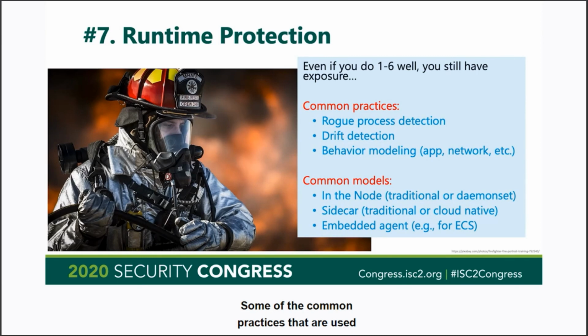Some of the common practices used from a runtime protection perspective include things like rogue process detection. That can sometimes be done via a daemon set loaded into the worker node itself rather than into the container or within the pod. Rogue process detection would basically baseline your running image, and then if it sees new processes spin up that don't match what it's previously baselined against, it will alert or even potentially automatically kill that. Again, drift detection is also a very easy and useful method for determining that something may be going wrong within your environment.